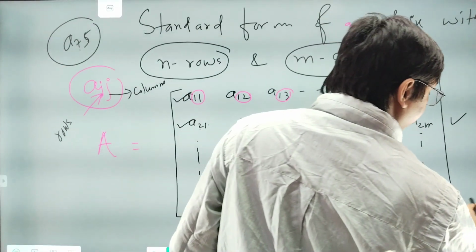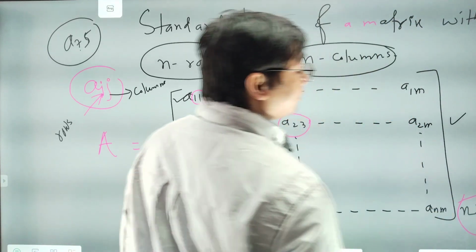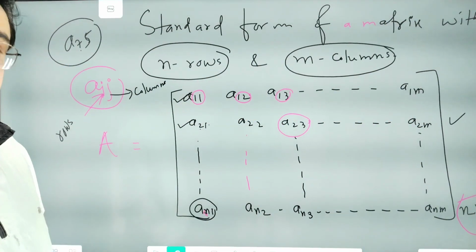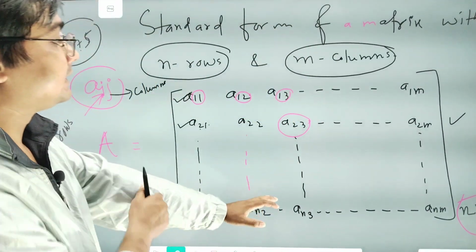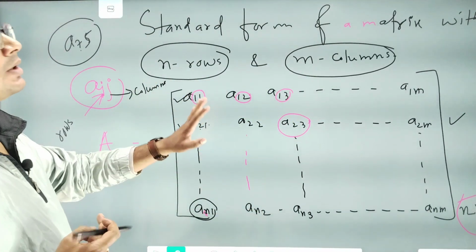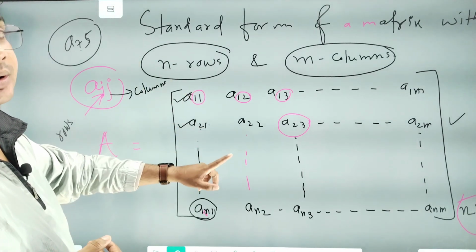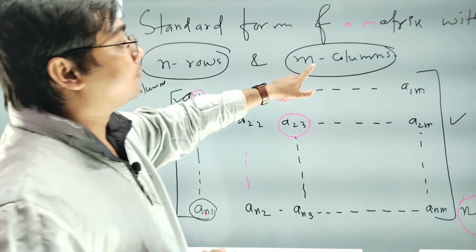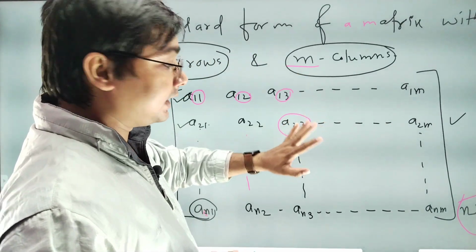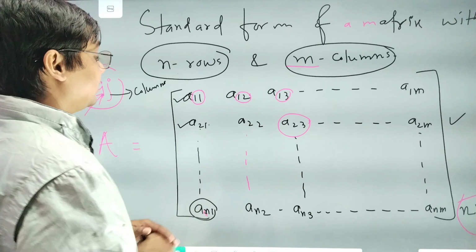For any matrix having n rows and m columns, we denote it this way, writing it as a suffix. So this is a matrix, and this is the standard or general form of a matrix, in which the number of rows is n and the number of columns is m. Is it okay? I think now you can remember.